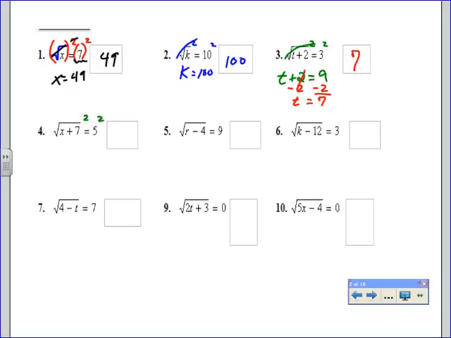Number 4, same thing. Square both sides. X plus 7, because the square root goes away. 5 squared, remember, it's not 5 times 5. I mean, it is 5 times 5. It's not 5 plus 5, or it's not 5 times 2 either. So that will be 25. And then the last step, subtract 7. 25 minus 7. Bring out those pinkies, those toes. 25 minus 7 is 18.